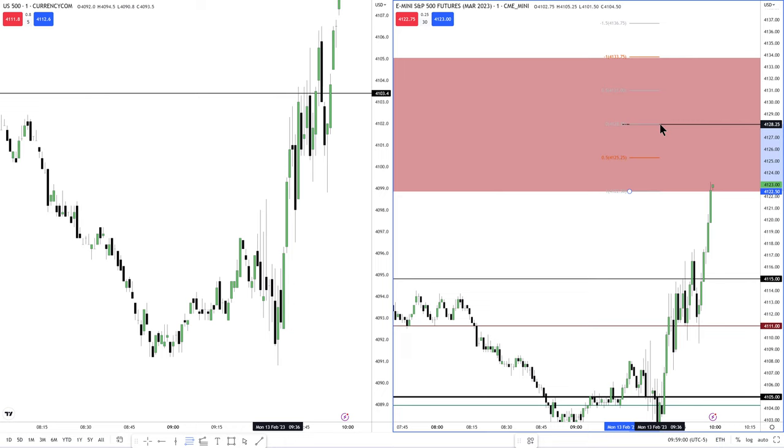So I'm going to look at 4125.25 and 4128.25. If we were to get a blow off move to the upside, this fair value gap on the high end here, 4133.75, that would be my morning session high objective. Should it reach that, I'd be content and move to the sidelines.